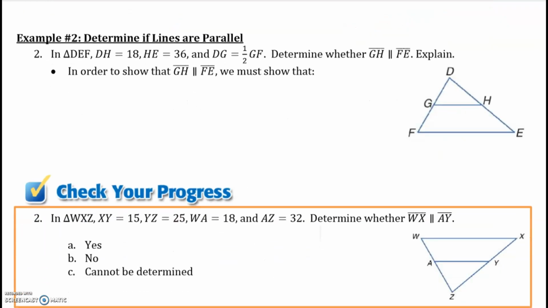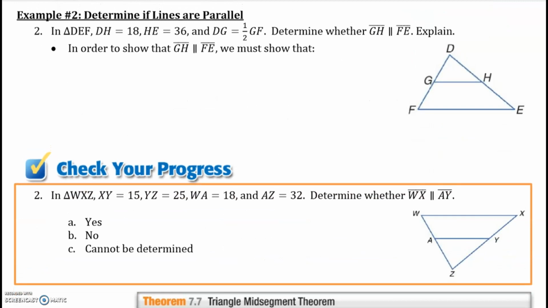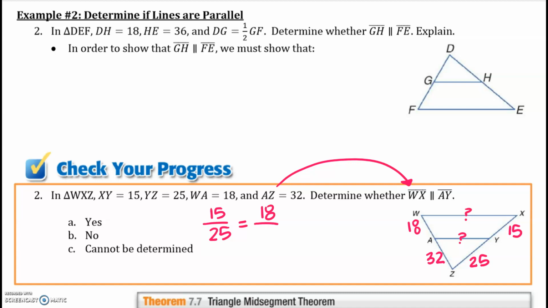All right, flip the page. I'm going to look at the check your progress first. So I am given lengths of XY is 15, YZ is 25, WA is 18, and AZ is 32. With that information, I want to know, can I prove that this is parallel to this? So I'm just going to set up a proportion because I know if it is proportional, then I can prove lines are parallel. So I'm going to say 15 over 25. Does that equal 18 over 32?